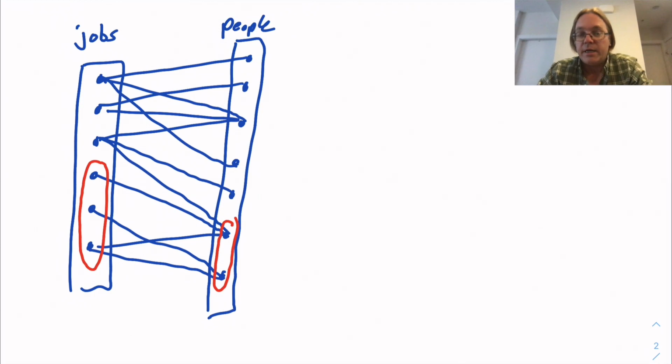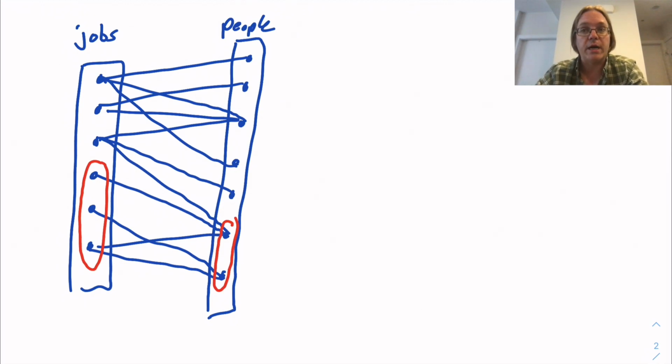Well, again, each job is only getting assigned to 1 person. So we want the job to be incident with at most one edge, and each person should be doing at most one job. So the edges that I'm selecting here, indicating who's going to do what job, should be a matching. What I'm hoping to find in this graph is a matching, but I want that matching to have the property that every vertex on the job set is incident with an edge of the matching.